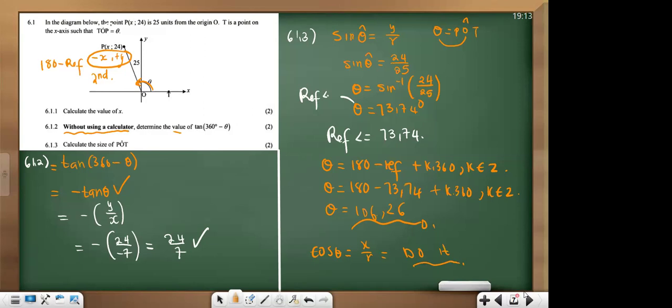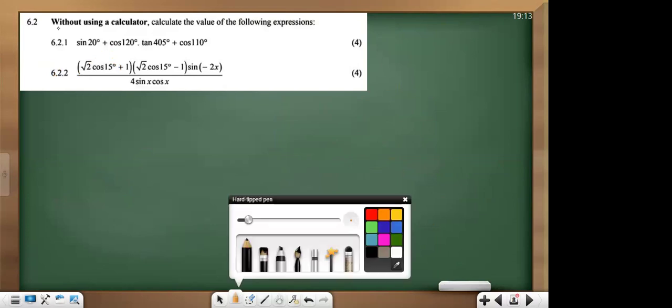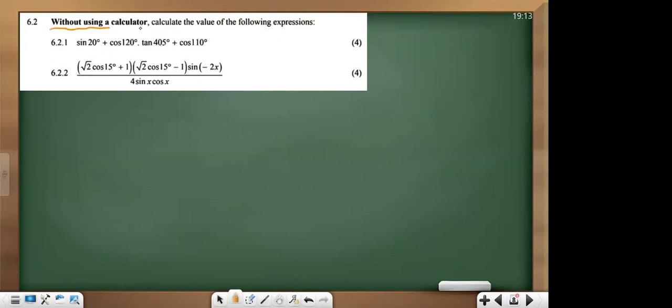Without any waste of time, I'm going to run. This looks so yummy, but let's see something. Without the calculator, I told you that a question paper will never come with a camera. Use it, Moses. 4 marks, 6.2.1. I'm given cos 20 plus cos 120 times tan 405 plus cos 110.